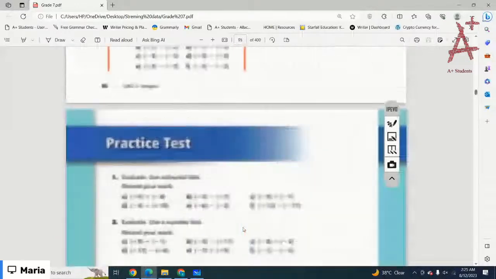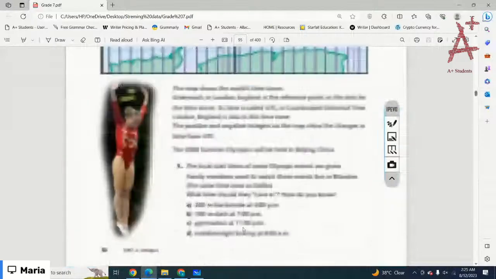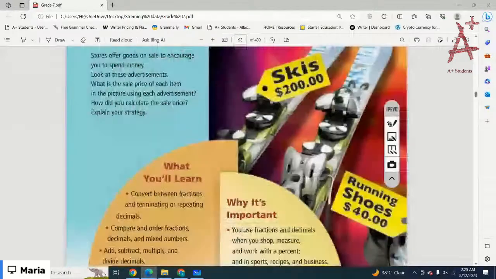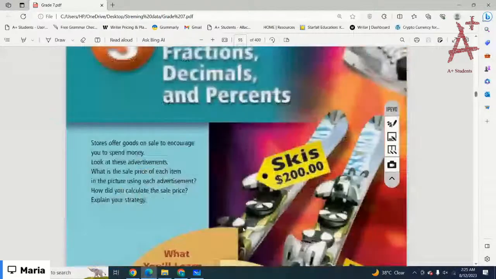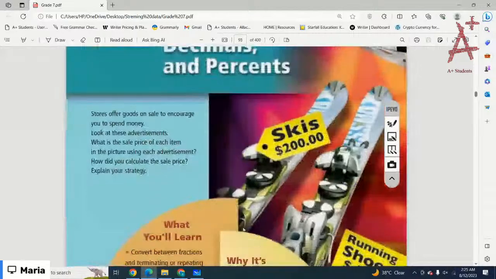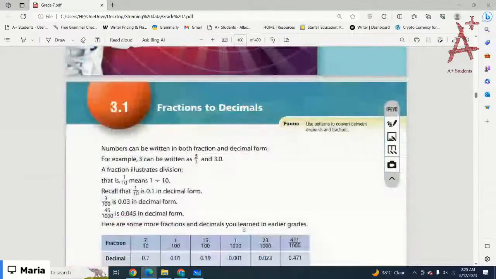Okay, we're done with the chapter. We're going to start the new chapter, that is fractions, decimals, and percents. So let's just start with chapter 3, that is fractions, decimals, and percents. Okay, let's start with the first one, 3.1, that is fractions to decimals. Basically, that is a conversion. You are given the fractions, you have to convert them into decimals, right?